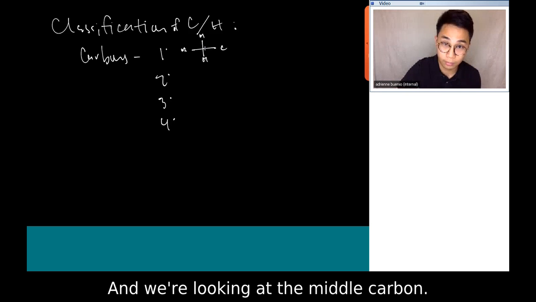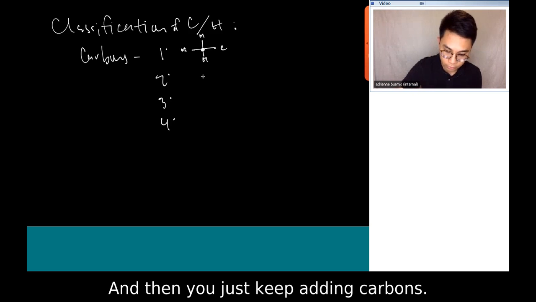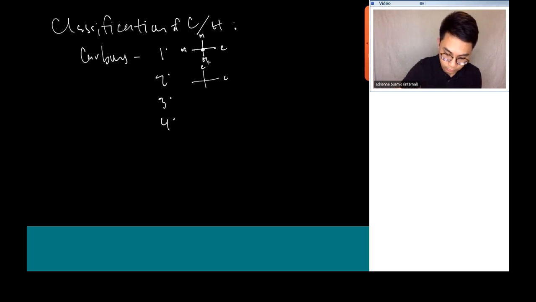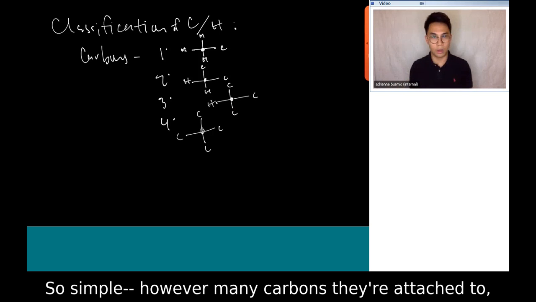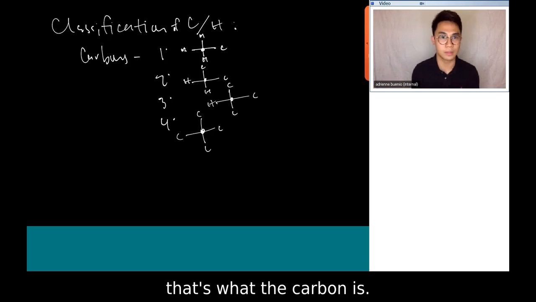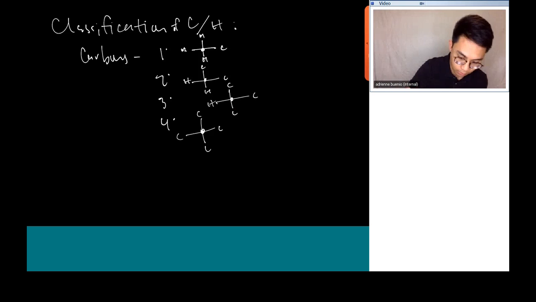And we're looking at the middle carbon, right? And then you just keep adding carbons, right? Secondary, tertiary, quaternary, right? So simple. However many carbons you're attached to, that's what the carbon is, right? Okay. So what about hydrogens?